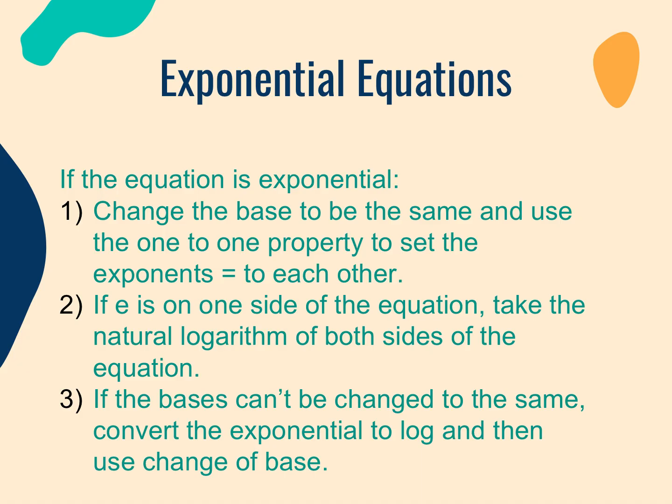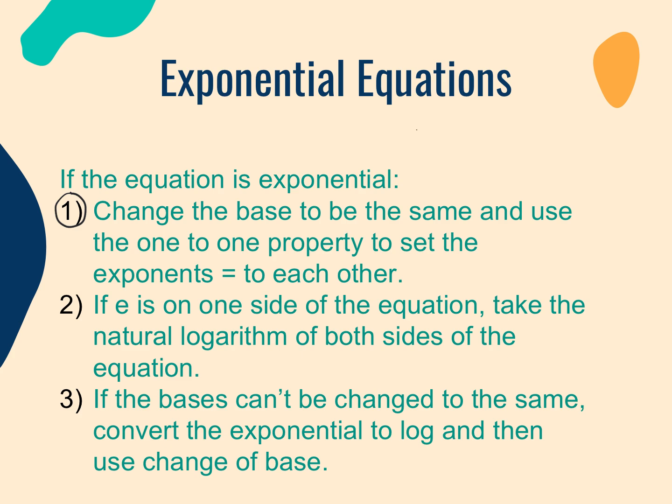All right, so if you have exponential equations, typically what you do, and we've learned this before, right? This first one, you would try to change the bases so that they're the same, and then you'd use the one-to-one property to cancel out your bases and set the exponents equal to each other, right? That should always be the first thing that you check.